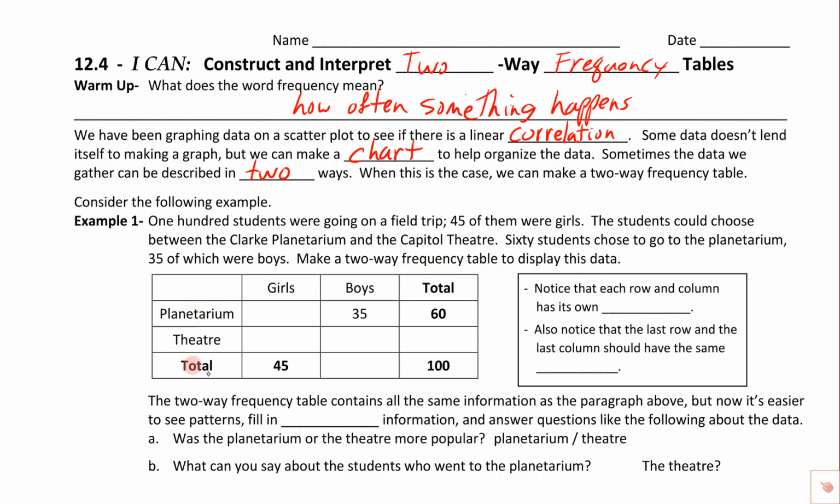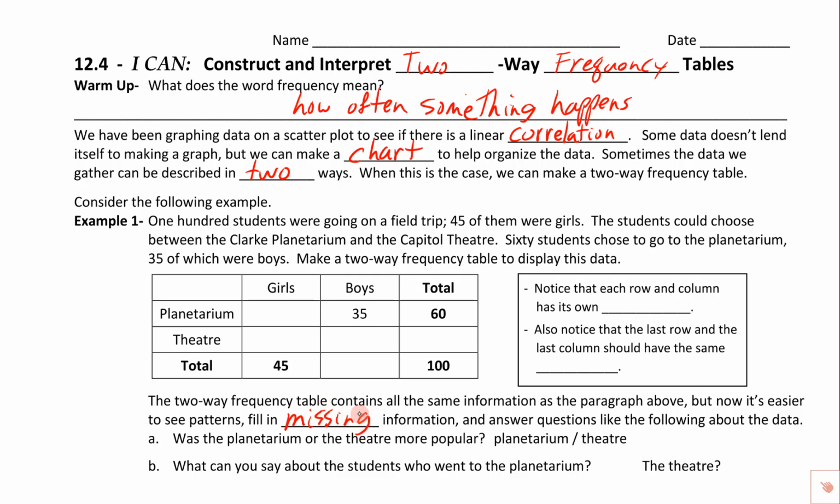Now, if you'll take a look at this right here, this is a two-way frequency table. And the reason it's called a two-way frequency table is because every one of these boxes right here can be described in more than one way. So the box right here represents girls that went to the planetarium. The box right here is boys that went to the planetarium. The box right here that's not filled in is girls that went to the theater, and so forth. This two-way frequency table contains all the same information as the paragraph up above, but now it's easier to see patterns and fill in missing information.